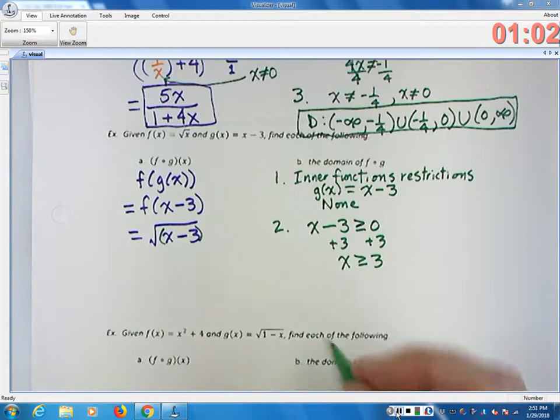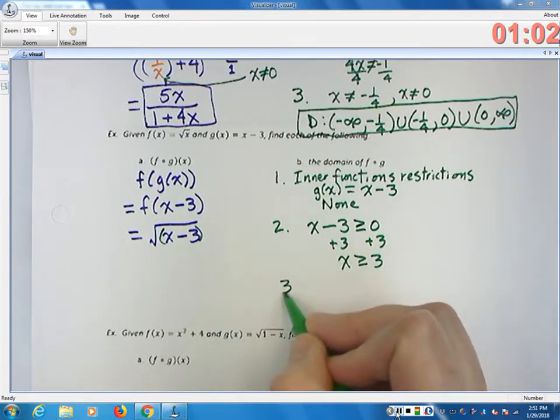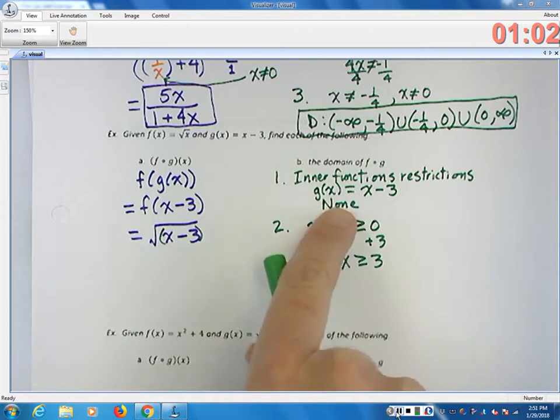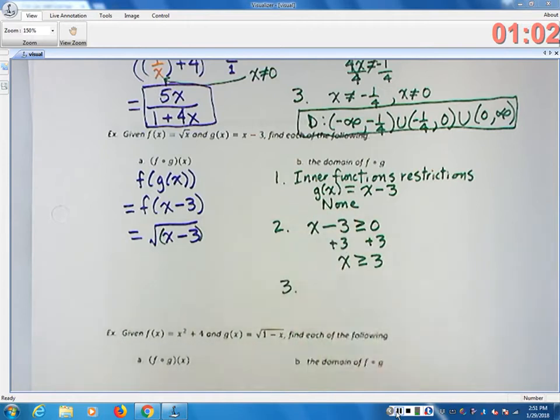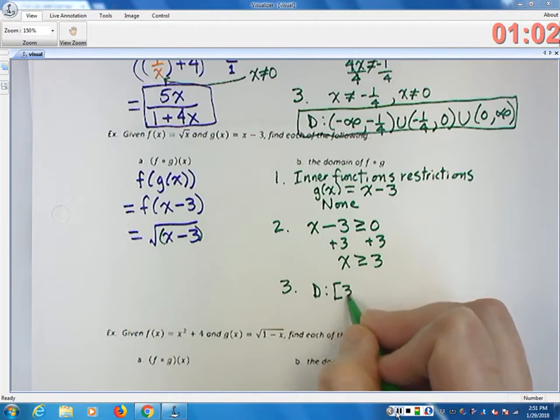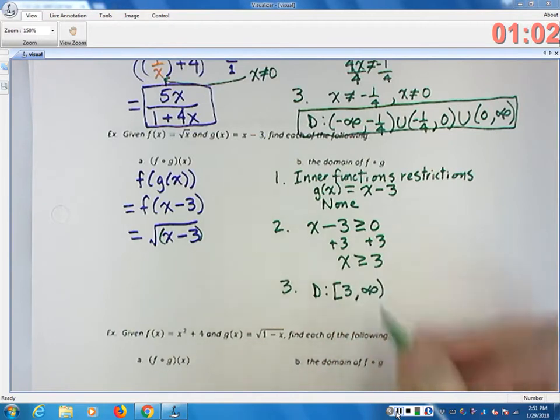And so step 3, the domain will be this restriction and this one. That one, there's none. So this is the domain, and we write it in interval notation: 3 to infinity. Okay, any questions? Does that make sense?